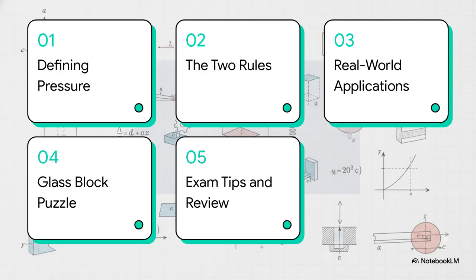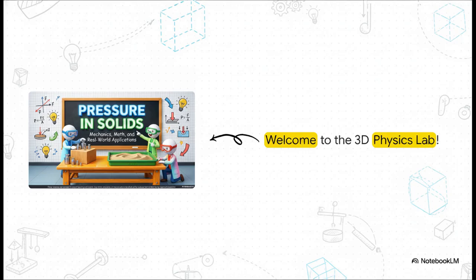Let's get to it. Step right into our 3D physics laboratory. We've got our weights, sandboxes, chalkboards, the whole shebang. We're going to use this virtual lab space to transition away from those boring abstract definitions and really visualize how force and area interact. Because understanding physics isn't just about memorizing some random equations. It's about seeing those equations come to life in the physical space right in front of you.